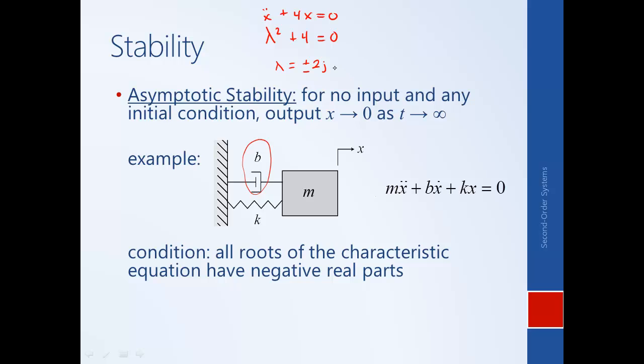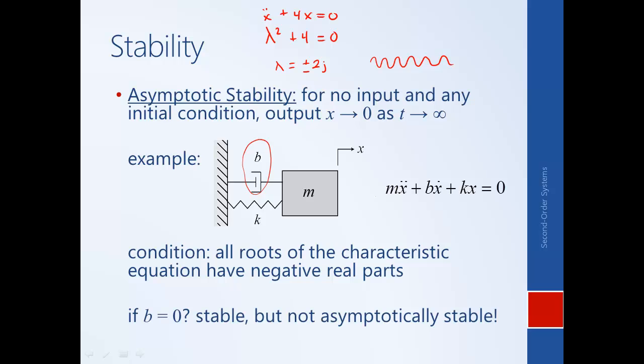So looking at this, the real part is 0, so we don't have exponential decay or growth. We do have an imaginary part, however, so we'll have oscillation of frequency 2. So we would expect the free response, or the natural response of this system, to oscillate forever without decaying. Therefore, the system is stable, but it's not asymptotically stable. The natural response doesn't grow unbounded, but it doesn't decay to 0 either.